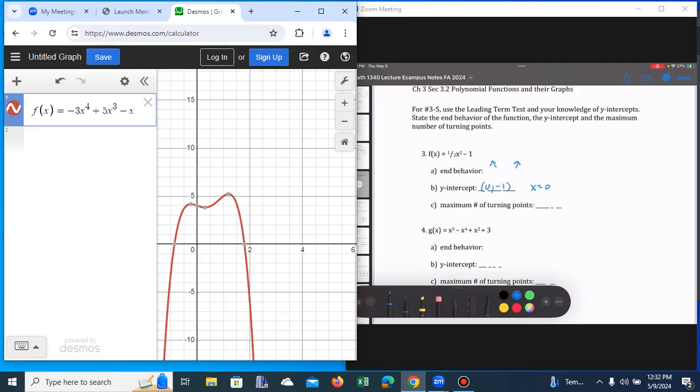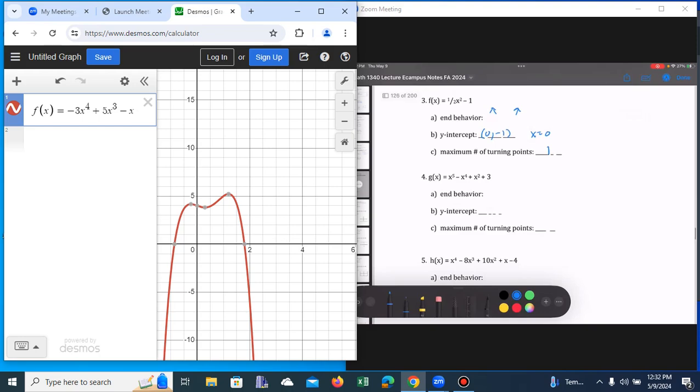And the maximum number of turning points is just going to be 1. Quadratics always have 1 turning point. It's either going to be a maximum or a minimum, but there's going to be 1 turning point.